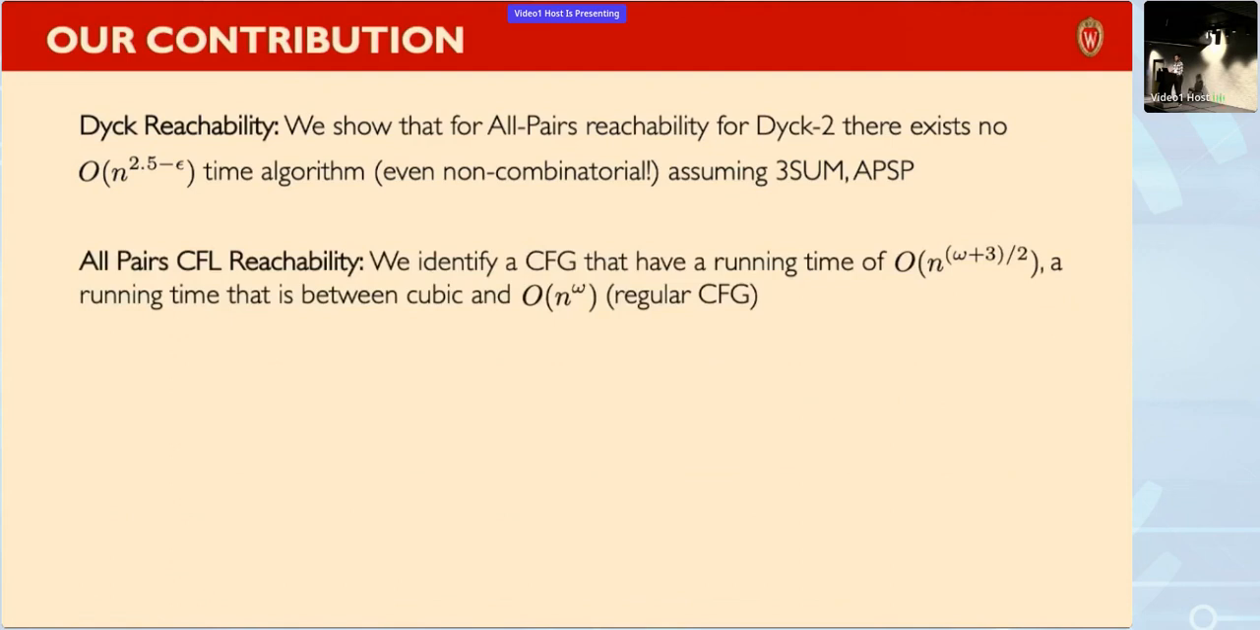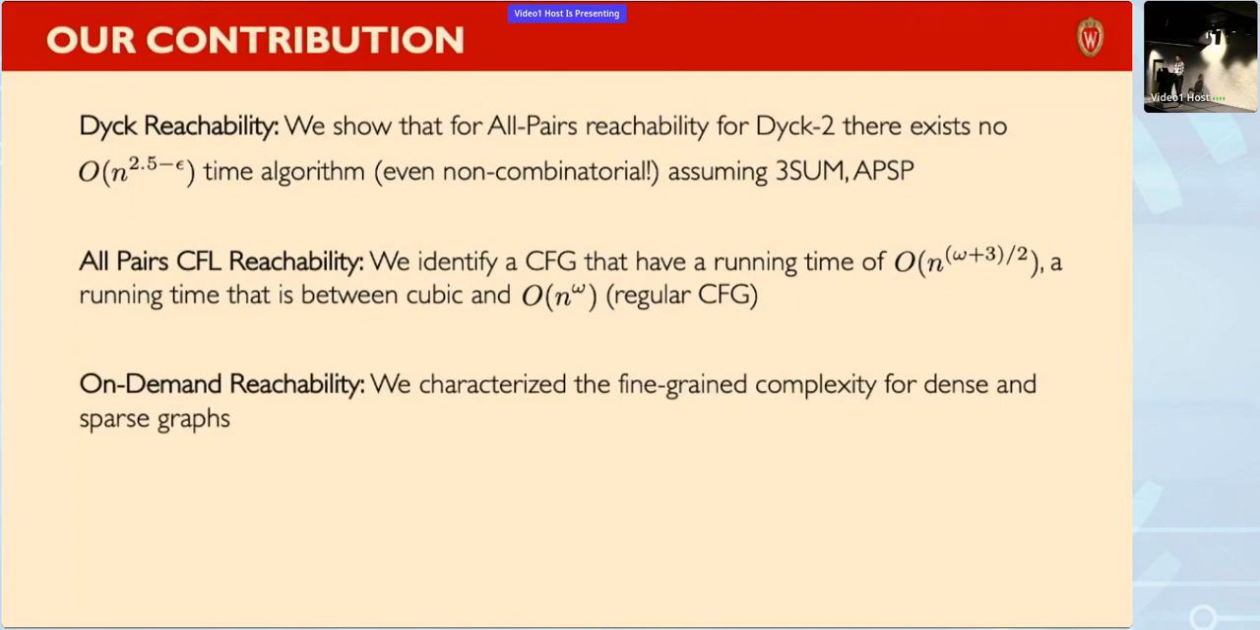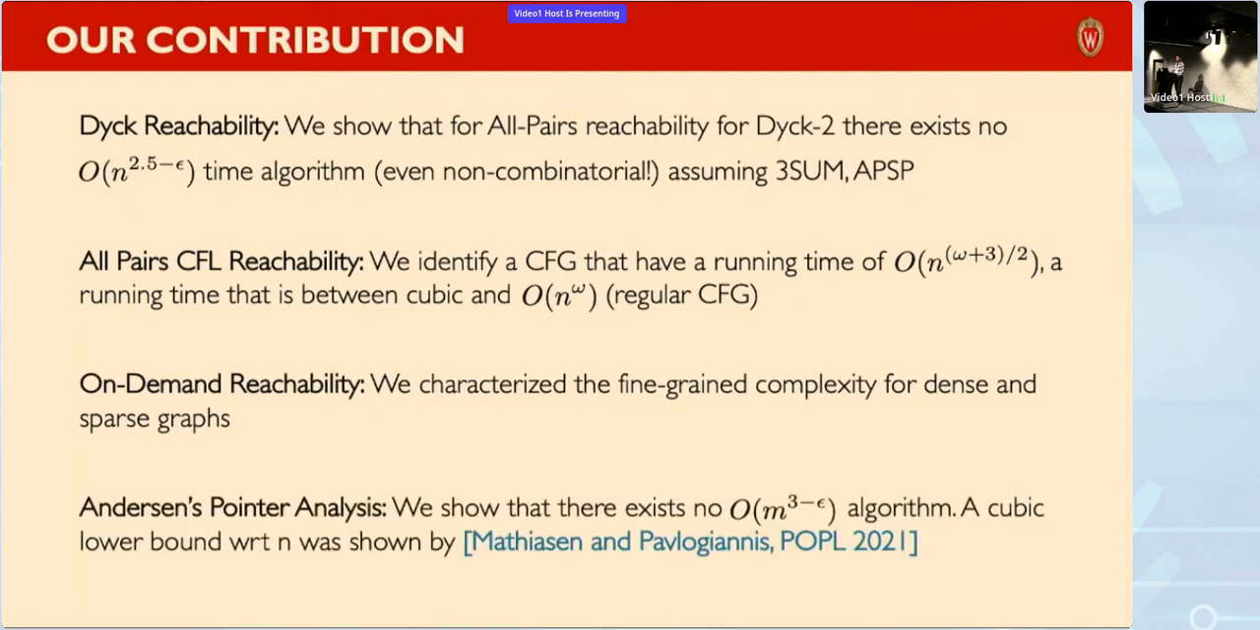The second result is related to all-pairs CFL reachability. Here we show that there is an interesting CFG which has a running time of n to the omega plus 3 over 2. Why is this number interesting? Because it is between cubic, which we know is true for CFGs in general, and n to the omega. So this is a grammar which falls somewhere in the middle. For the on-demand reachability problem, we characterize the fine-grained complexity for the dense and sparse graph settings.